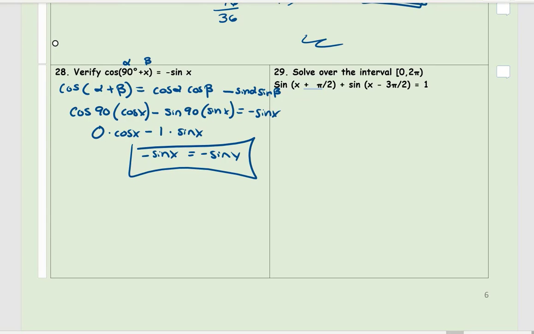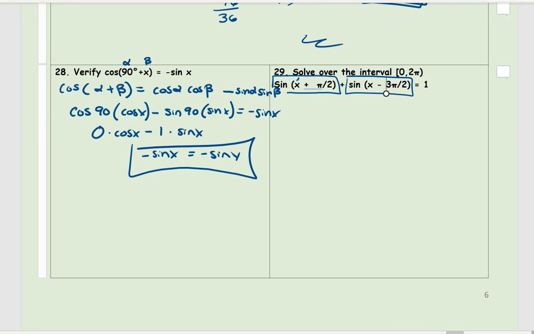So for the next one, we want to solve over the interval of 0 to 2 pi. So basically our answers are going to be in the unit circle. So we have sine of x plus pi over 2 plus sine of x minus 3 pi over 2 is equal to 1. So when you look at this, this is going to be expanded in its own way, and this is going to be expanded in its own way. And it's going to get really ugly before it gets any better.